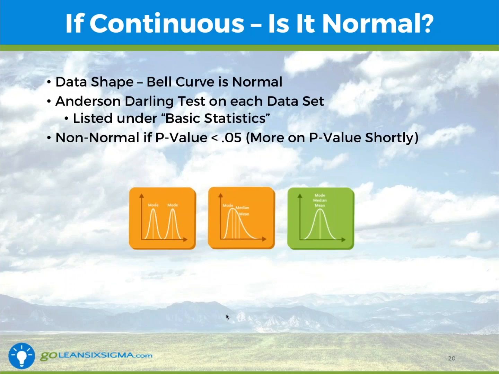The next thing we're going to discuss is this idea of a p-value. It says the data is not normal if the p-value is less than 0.05. We'll touch on that again, but let's go look at our data sets right now.